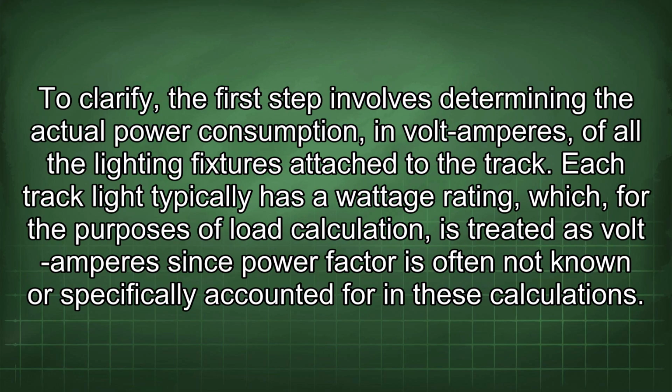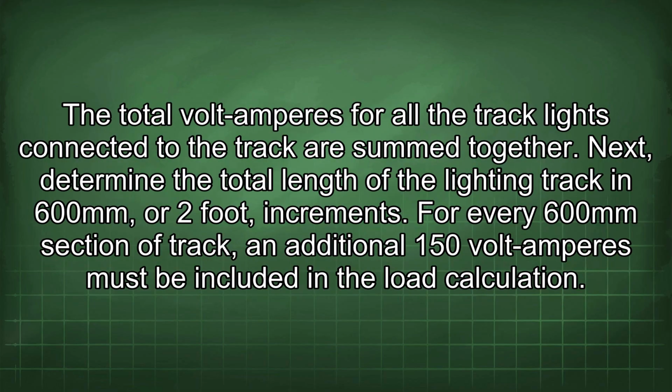To clarify, the first step involves determining the actual power consumption in volt-amperes of all the lighting fixtures attached to the track. Each track light typically has a wattage rating which, for the purposes of load calculation, is treated as volt-amperes, since power factor is often not known or specifically accounted for in these calculations. Total volt-amperes for all the track lights connected to the track are summed together.